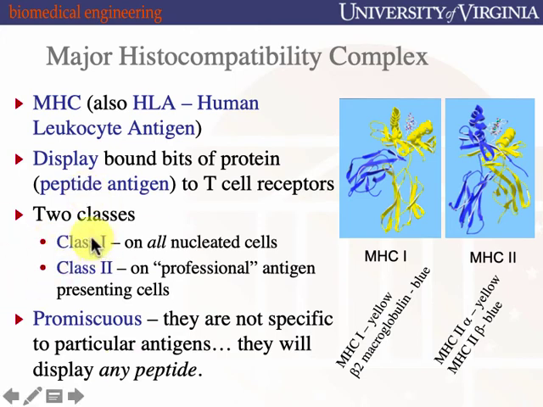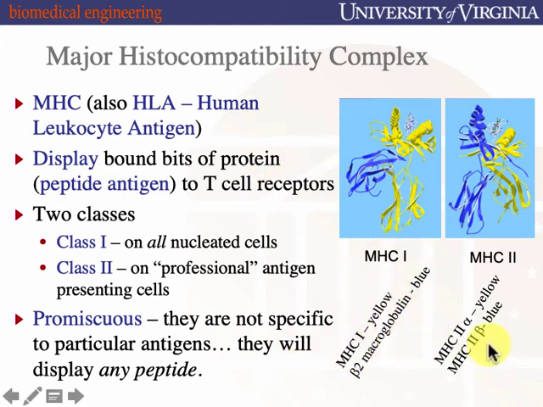There are two classes, as I mentioned. Class 1, these are on all nucleated cells. So every single one of your cells expresses an MHC1, a class 1 MHC molecule. Class 2s are going to be expressed specifically on professional antigen-presenting cells. That's those dendritic cells, B cells, right? Macrophages. Those are all professional antigen-presenting cells.